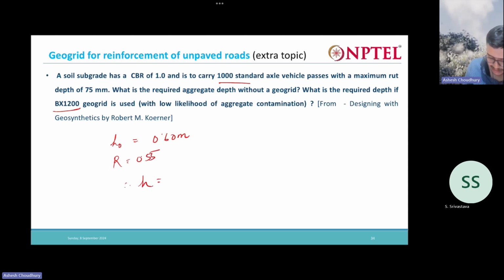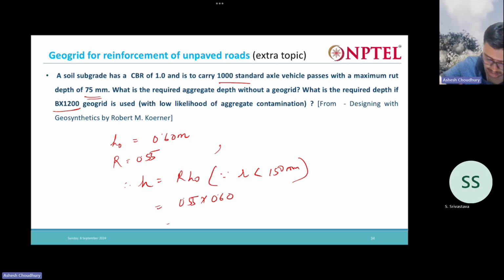So therefore H is nothing but, since your rutting depth is 75 mm, less than 150 mm, it is R into H naught. So it is nothing but 0.55 times 0.60, which is 0.33 meters. So initially without the geogrid it was 0.6, now the depth of aggregate required is reduced to 0.33.